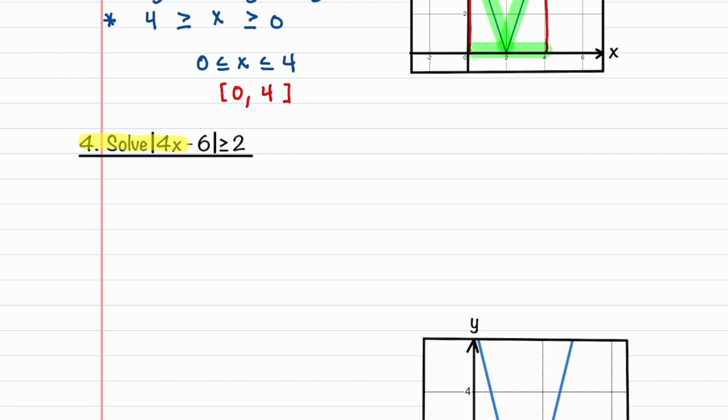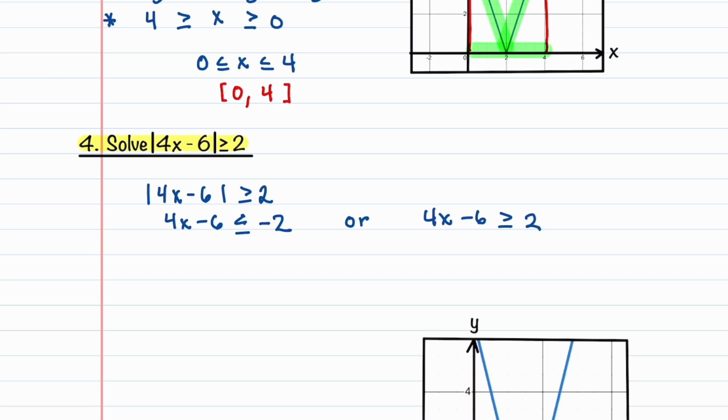In this example, we have an inequality that has a greater than sign. Let's start by writing down our problem. We have absolute value 4x minus 6 greater than or equal to 2. Now, when we have a greater than, we're going to have an or. So our first piece is 4x minus 6 is less than or equal to minus 2. I think that's the hardest part, is writing that piece down. Or we're going to have a 4x minus 6 is greater than or equal to 2.